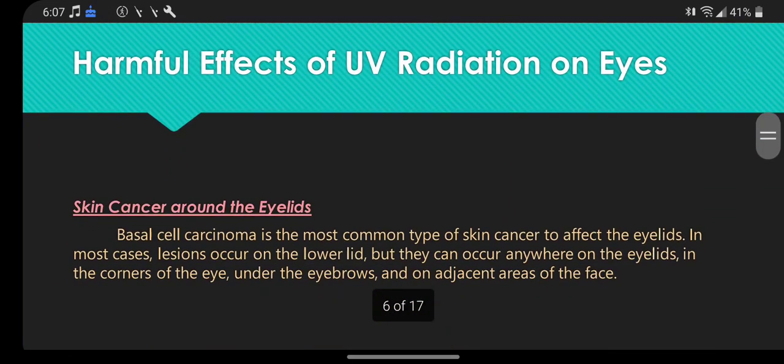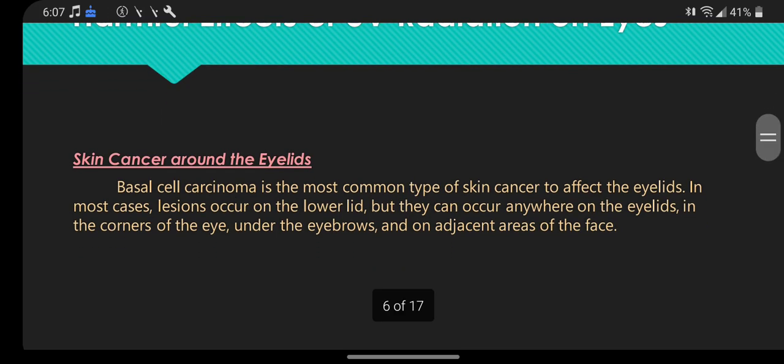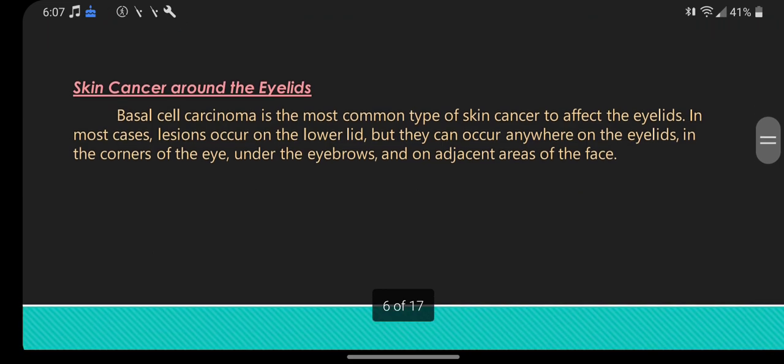Harmful effects of UV radiation on eyes. Skin cancer around the eyelids. Basal cell carcinoma is the most common type of skin cancer to affect the eyelids. In most cases, the lesion occurs on the lower lid, but it can occur anywhere on the eyelids, in the corner of the eyes, under the eyebrows, or on the adjacent areas of the face.